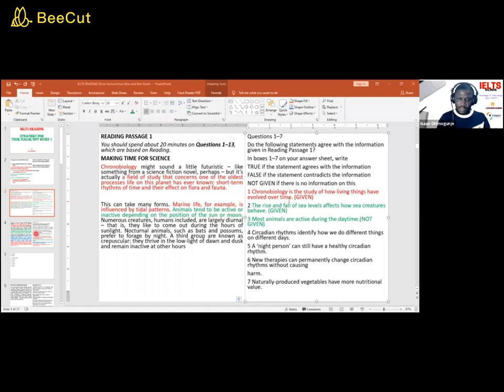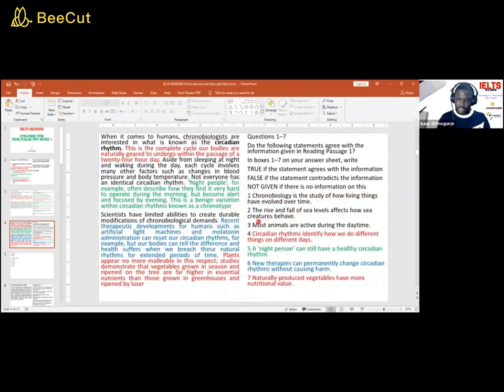The next one, on different days. So what's this one trying to do? Define circadian rhythm, identify what it actually does. Okay, so look at this place. When it comes to human, chronobiologists are interested in what's called circadian rhythm. That's why it's mentioned. This is a complete cycle of our body. What is this circadian rhythm trying to do? It's trying to tell us what circadian rhythm does.